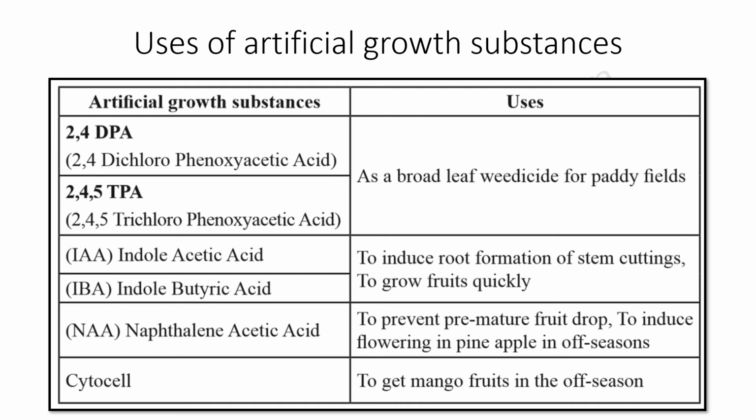IAA, indole acetic acid, and IBA, indole butyric acid, are used to induce root formation of stem cuttings and to grow fruits quickly. NAA, naphthalene acetic acid, is used to prevent premature fruit drop and to induce flowering in pineapple in off seasons. Cytocell is used to get mango fruits in the off season.